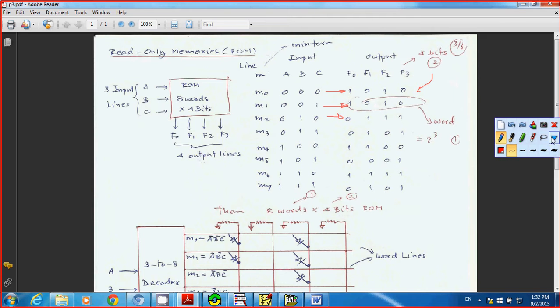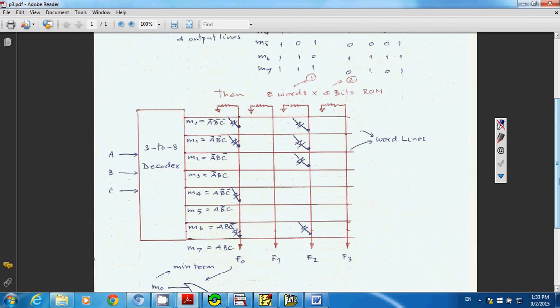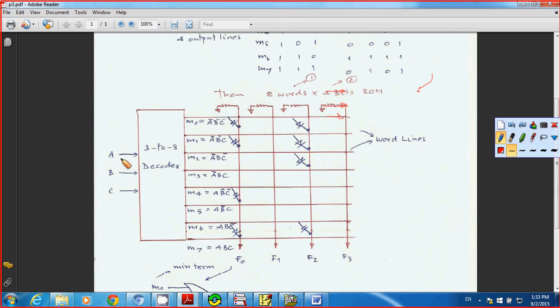Now you take a look at the ROM. Okay, let's go to the diagram here. I have 3 inputs A, B, C, so I call it a 3 to 8 decoder, because it's going to have 8 lines, right? And this one you have 2 to the third, and that gives you 8. That's why you have 8 outputs, or I will say 8 word lines. And this is my output F0 to F3.